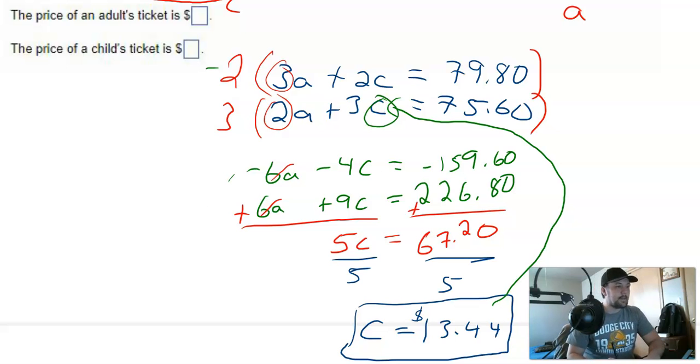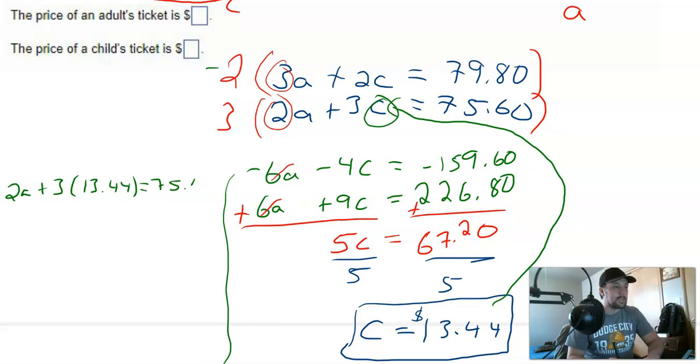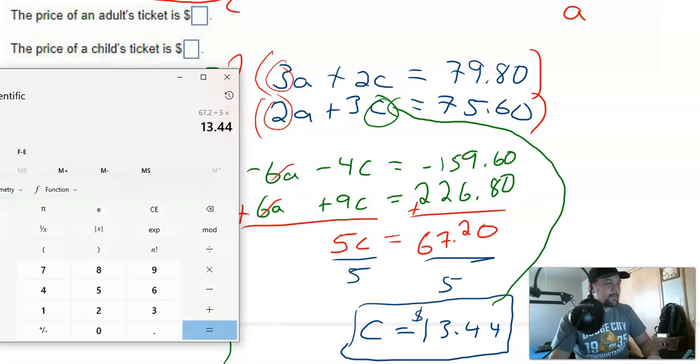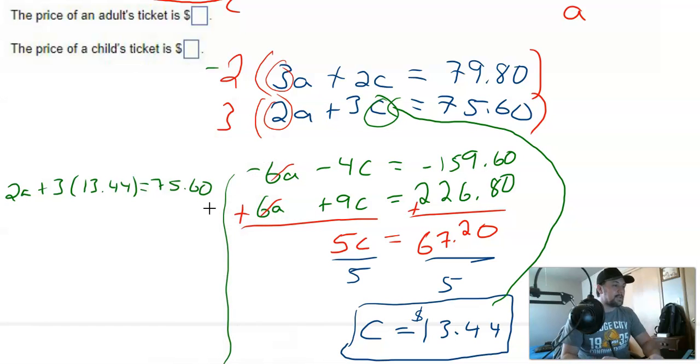We'll have 2a plus 3 times, instead of c, I'm going to plug in $13.44 equals $75.60. All right. And so I'll multiply these together. Again, I should be able to do this without a calculator, but I'm feeling like I just don't have the energy to do that. $40.32 equals 75.60. And now I'm writing numbers out of order.